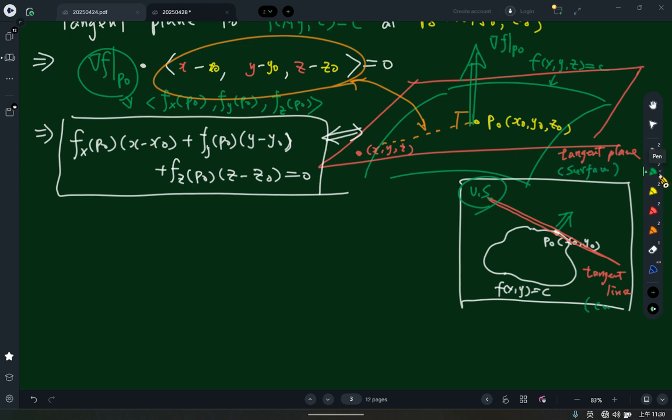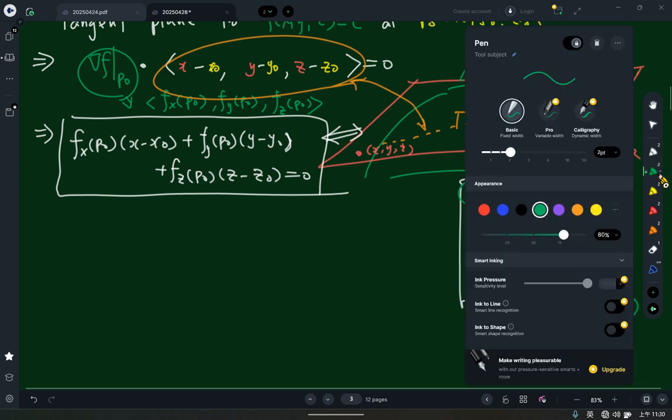This is for curve. Different, right? This is for 2D curve. This is for 3D surface. But the idea is almost the same, because it just describes that the tangent plane will be orthogonal to the gradient vector. The tangent line will also be orthogonal to the gradient vector.